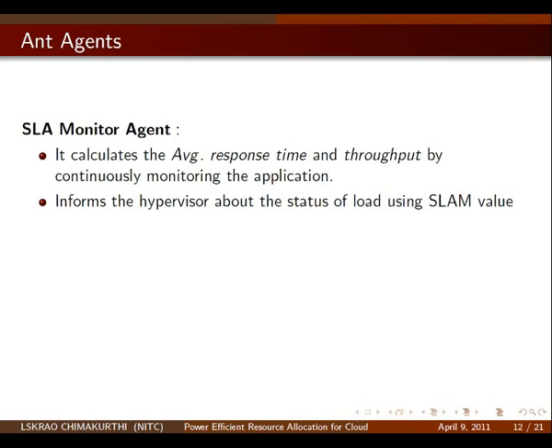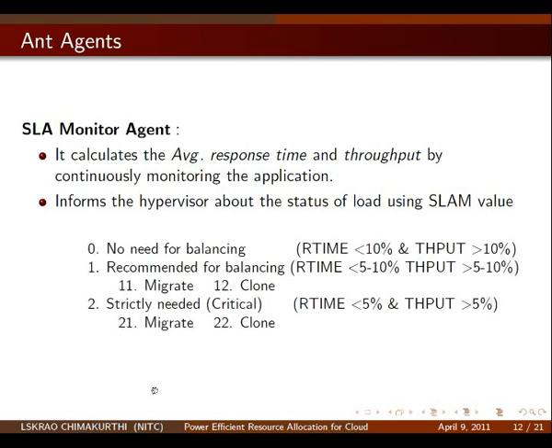So basically, up to now what we have done is that the customer's application is deployed in a virtual machine. Now we have to monitor the performance of this application. So this SLA monitor agent will be calculating the average response time and throughput of this application, and it continuously informs the hypervisor about the status of this application, that is, how much resources like CPU and memory the application is using. Depending upon that, it will send the SLAM value, which is either 0, 1 or 2.